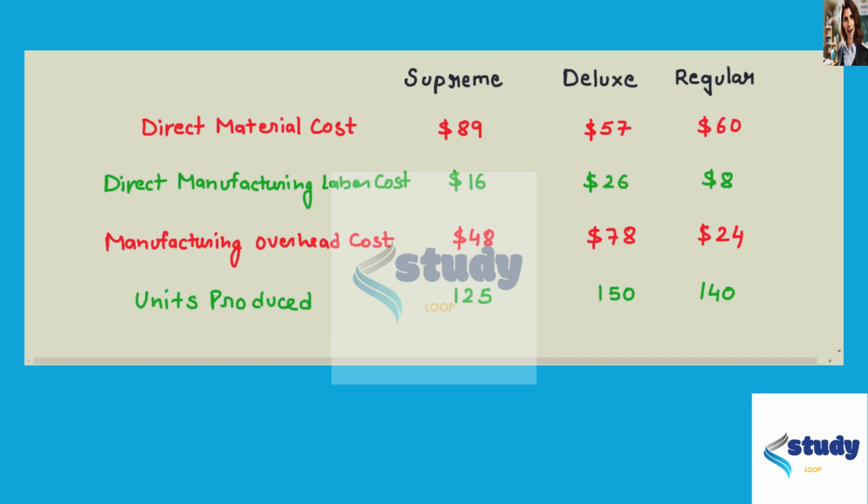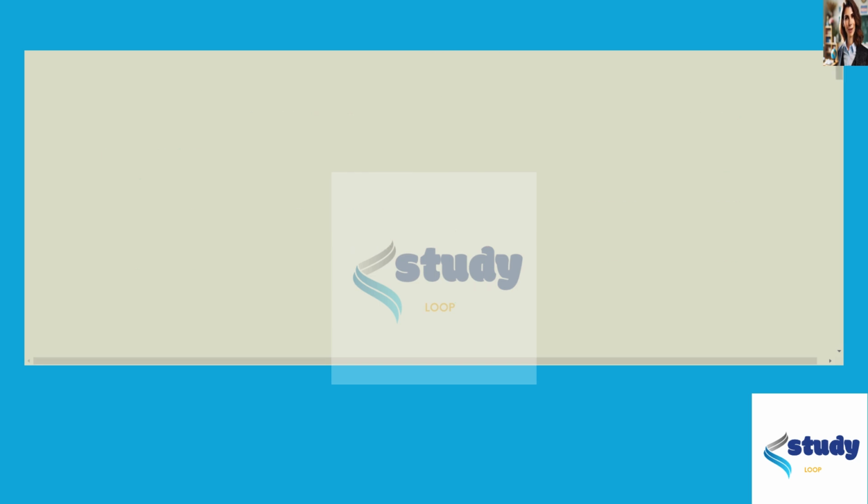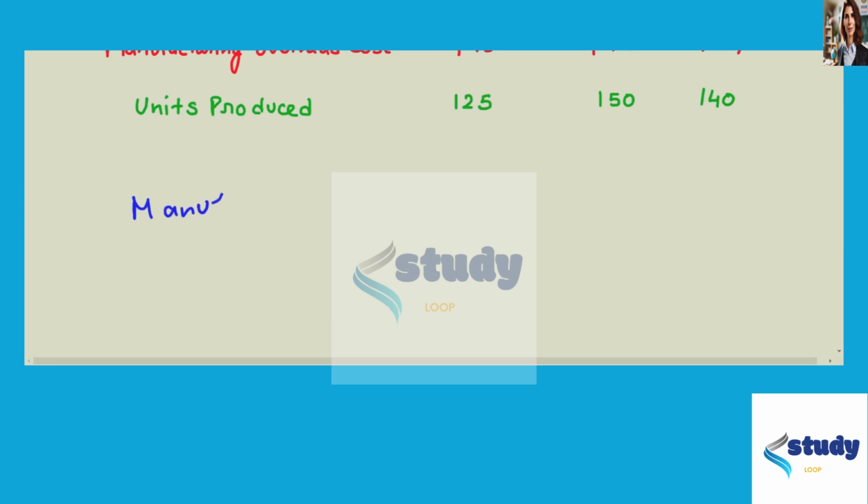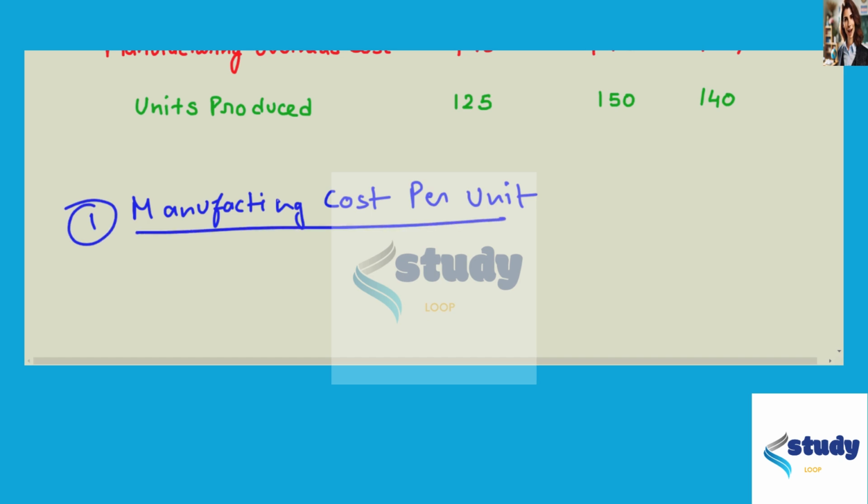Hello everyone. So in the first part of the question, it is said that we need to compute the manufacturing cost per unit for each of the products produced in July 2017. So firstly, we'll find manufacturing cost per unit. That is part 1. To find manufacturing cost per unit, we'll take manufacturing cost divided by units produced.